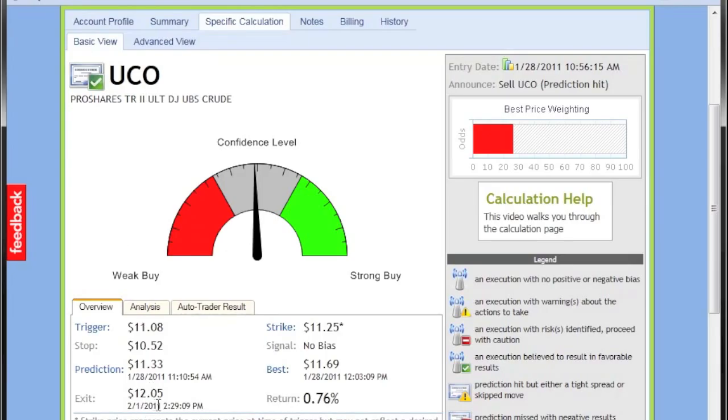Since the exit is based off of momentum, the exit price quite often can be below the prediction and the best price. So be sure to set your limit orders or manage your trades manually after getting your entry prices, using these as your estimated targets.